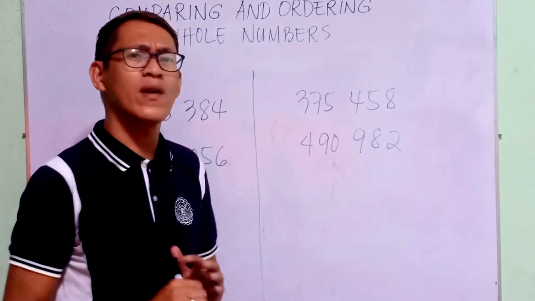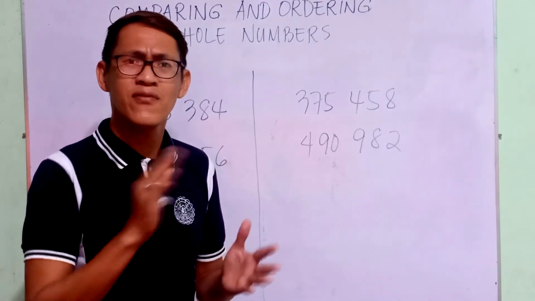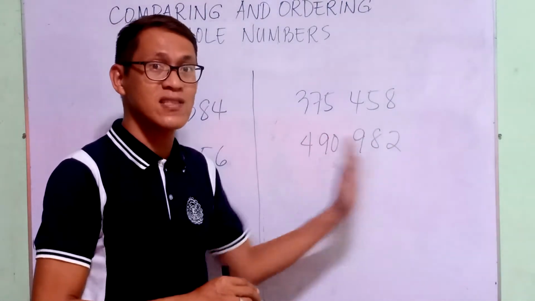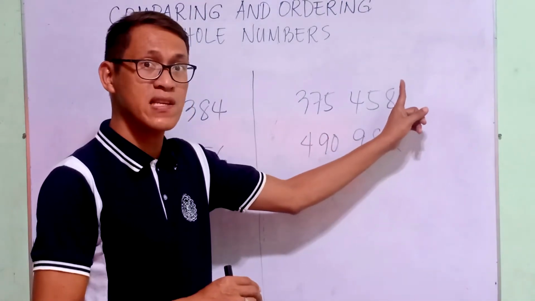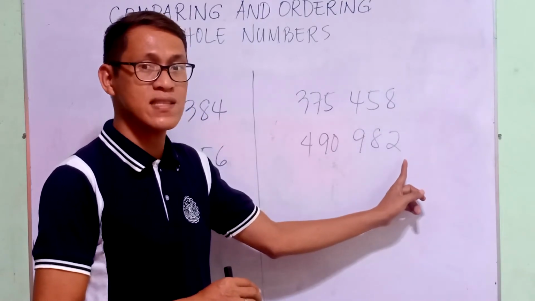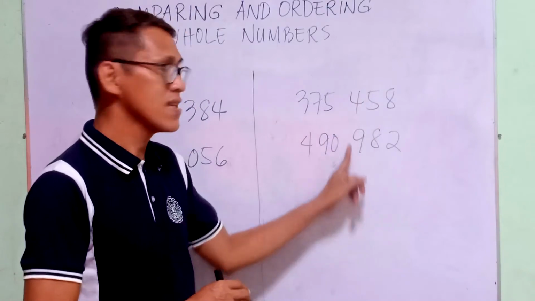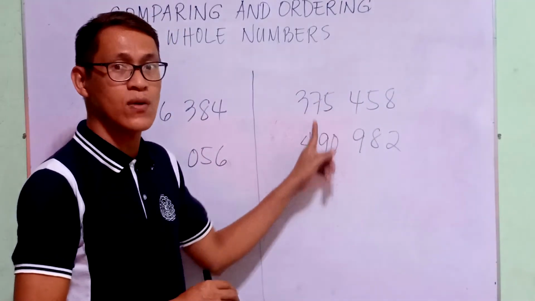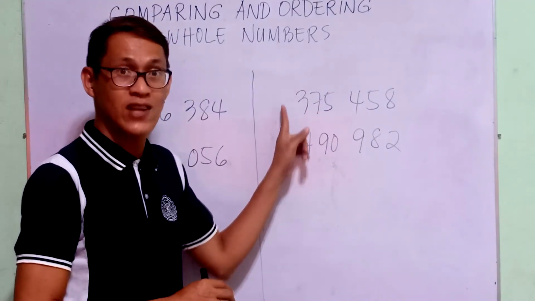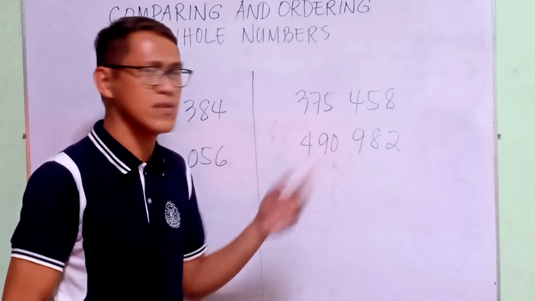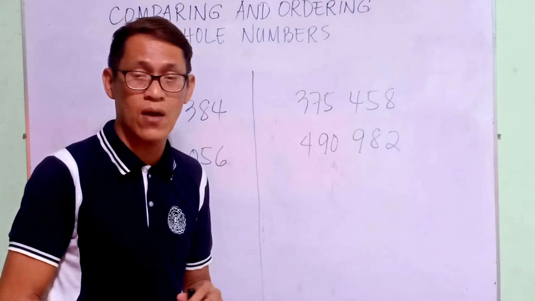Let's recall our lesson in the other video about place value. Let's start from right to left. What's the first place value here? Ones. Yes. Then the tens, hundreds, thousands, 10,000s, and 100,000s. So the highest place value in these two numbers is the 100,000s.